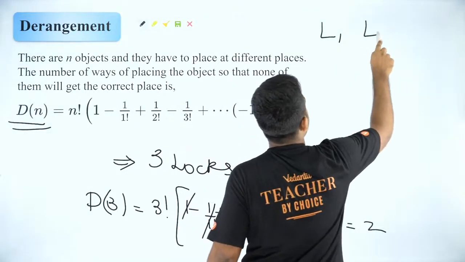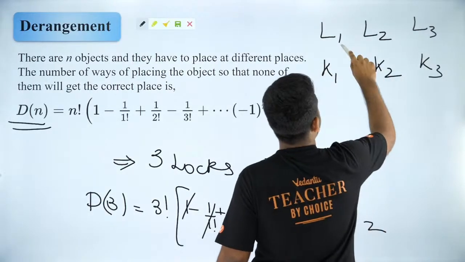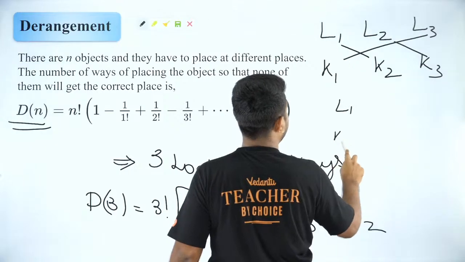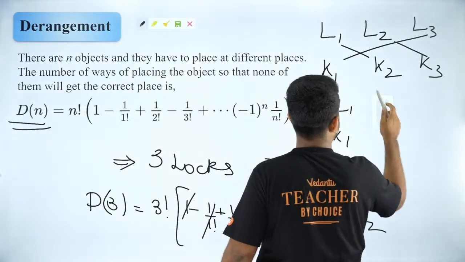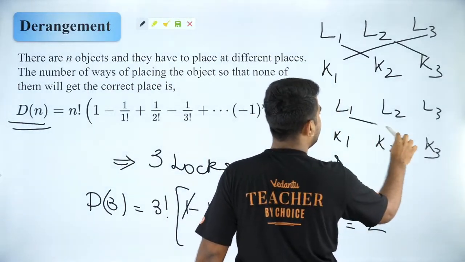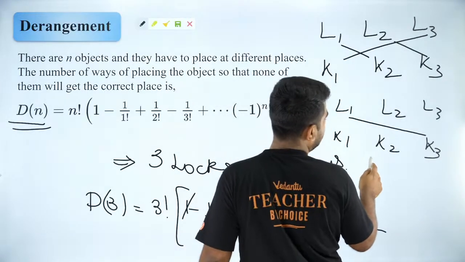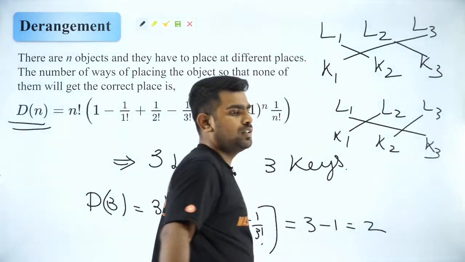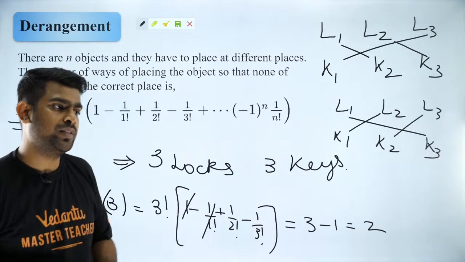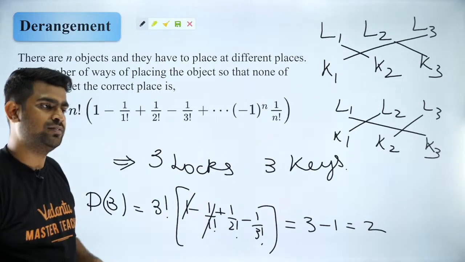How do we do that? Let's understand. Lock 1, lock 2, lock 3. Key 1, key 2, key 3. So it can be like this. This is one way. The other way, I will write it down because I want you guys to visualize. Visualization is always good. Is that clear, guys? So this and this. That's it. These are the 2 ways in which they can be mismatched. Now do you guys understand that? Absolutely.